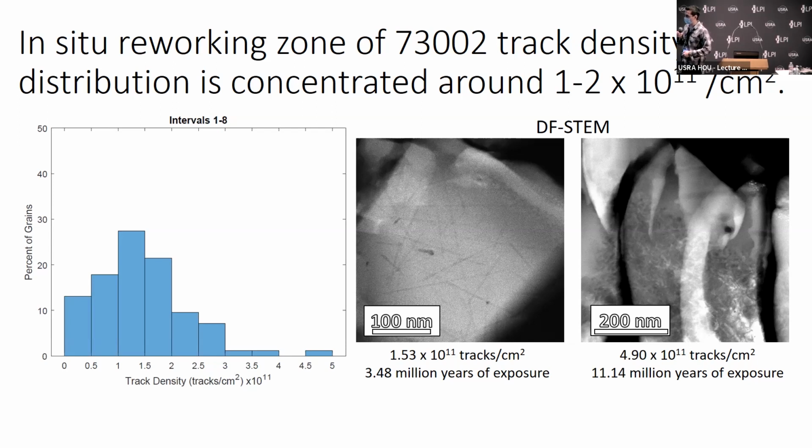Some examples of these track densities are shown here, where we have 1.53 times 10 to the 11 tracks per centimeter squared, corresponding to about 3.5 million years of exposure. And we have our highest track density, corresponding to 11 million years of exposure. Now, you also might want to take note that the high track density grain has a much wider solar wind damaged rim than that of the lower track density grain.